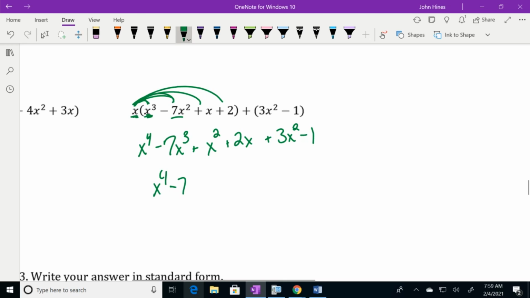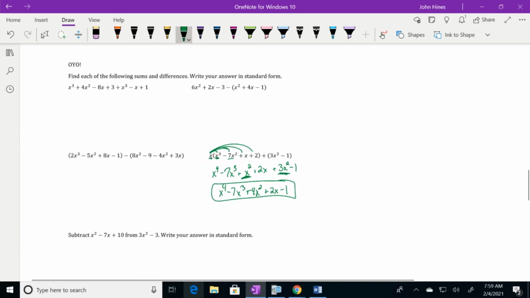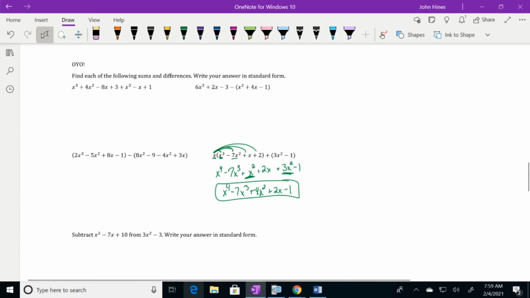And now we combine our like terms. I have 1x squared and 3x squared makes 4x squareds. 2x minus 1. Okay, so the rest of this OYO here I want you to try on your own. You got 4 problems to try here, and that's what I'm going to have you upload to that Google form. So you got 1, 2, 3, 4 problems for me to do, and I will see you in class.